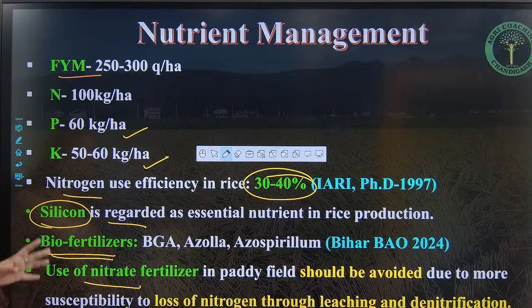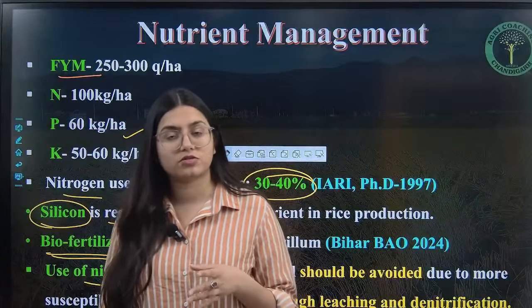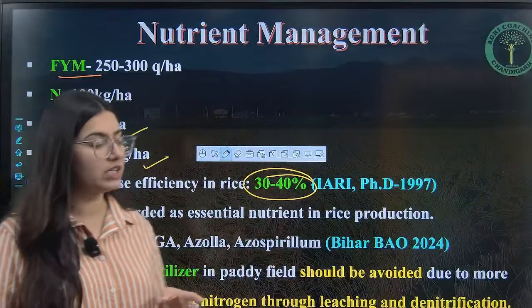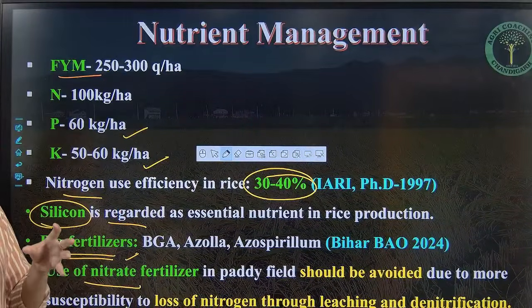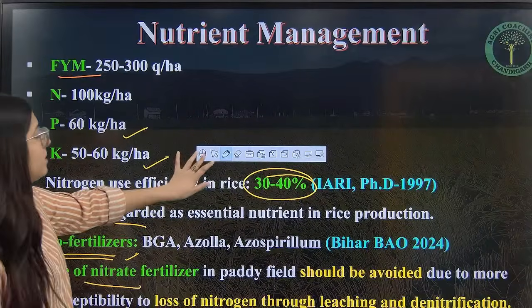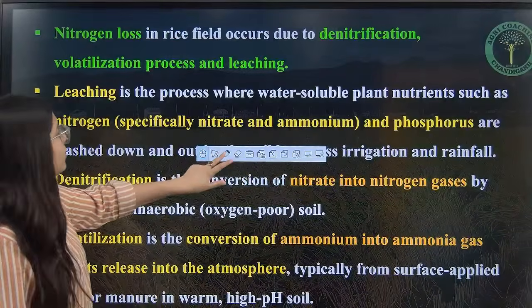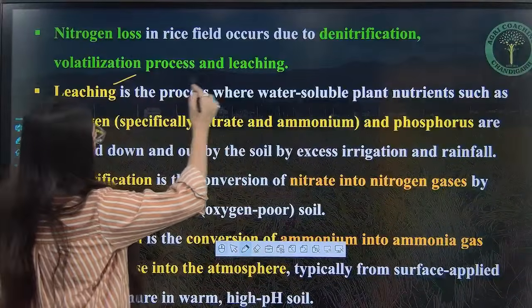and denitrification. As I told you that there are high chances of the loss of nitrogen generally by the means of denitrification and your leaching. So definitely the use of nitrogenous fertilizer in the form of nitrate fertilizers must be avoided. Then, nitrogen loss in rice field occurs due to denitrification, volatilization and leaching.